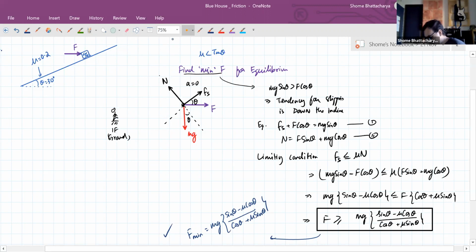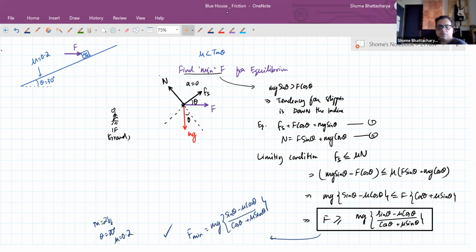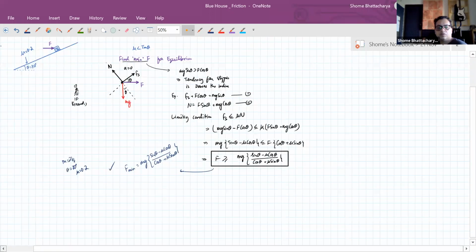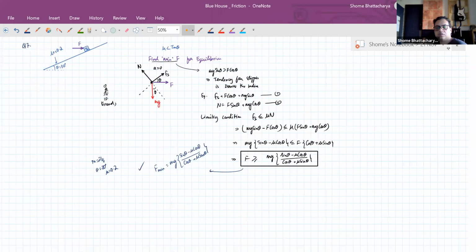Now just substitute the values. So I think mass of the block should also have been given, a 2 kg block. Substitute m as 2 kg, theta as 30 degrees, mu as 0.2, and you will get the answer. Okay. So hope this is clear, people. Just go through this question. We will discuss the next one after this.